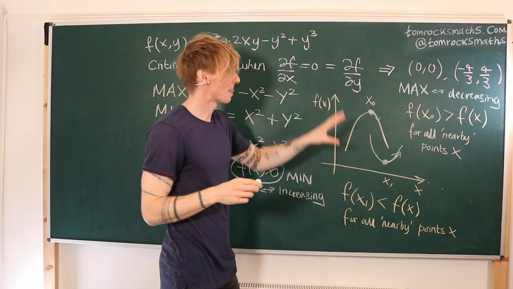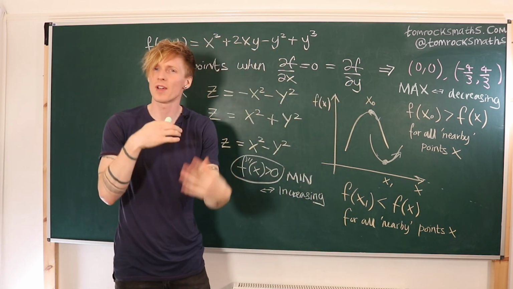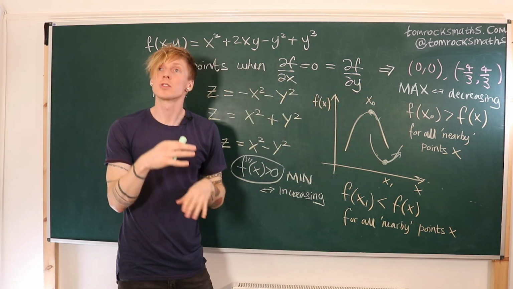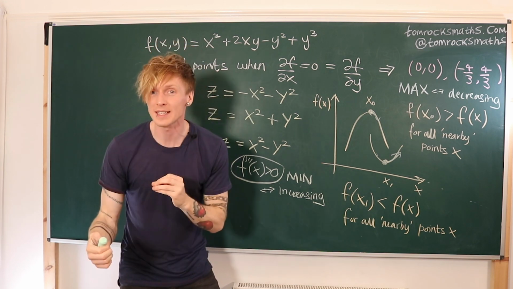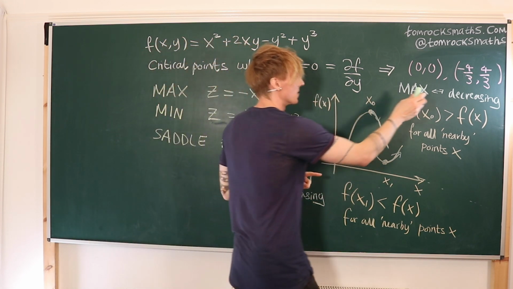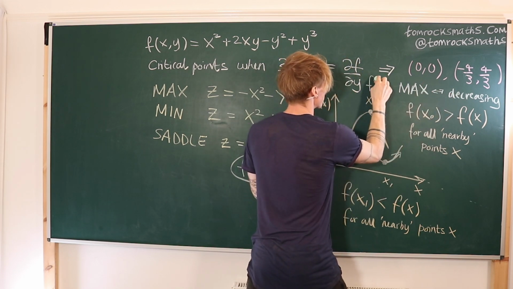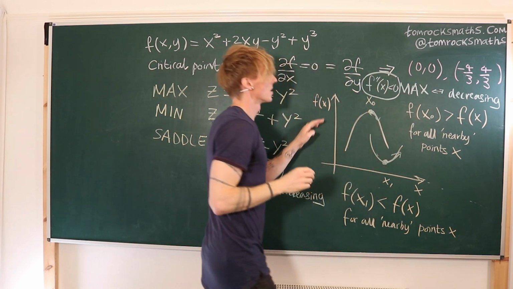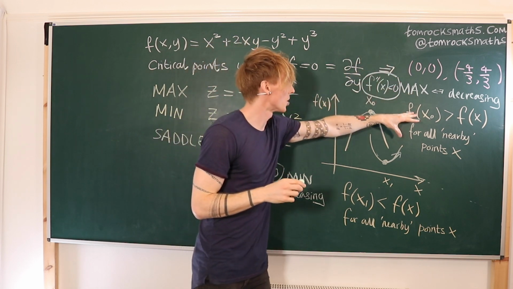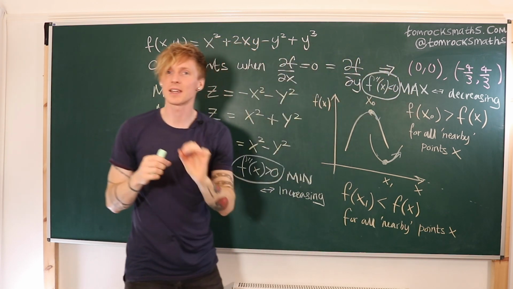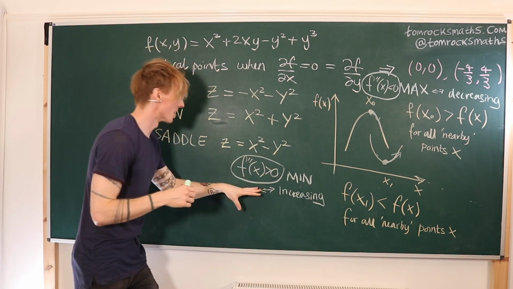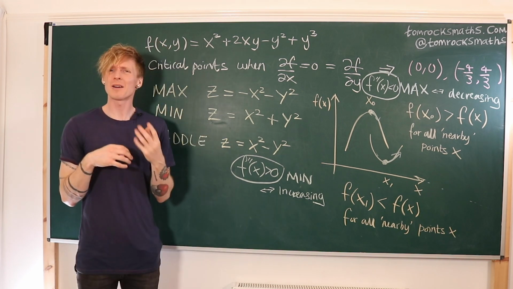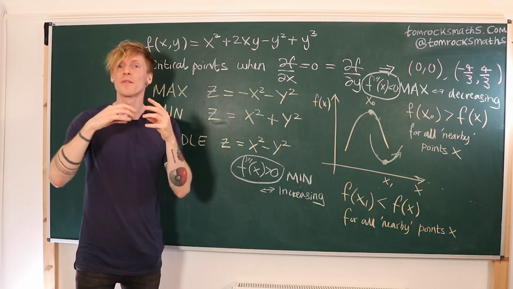And similarly, at the maximum, we start at gradient 0, and as we move to the right, we go to a negative value, so the value of the gradient has decreased, and therefore the decrease here corresponds to f''(x) being negative. So a maximum is determined by a negative second derivative, and a minimum is determined by a positive second derivative. But how does this work for our function of two variables?